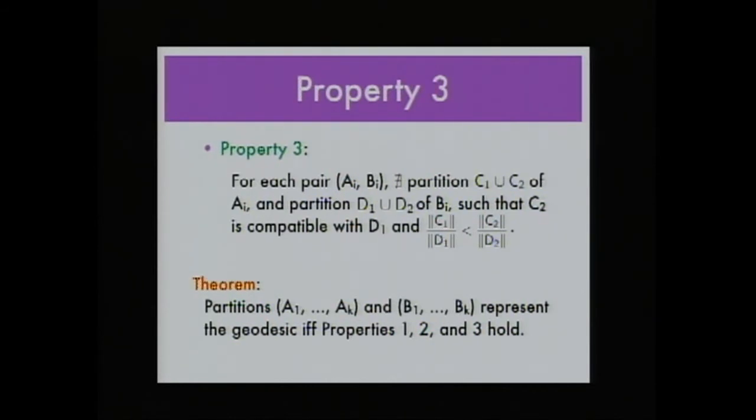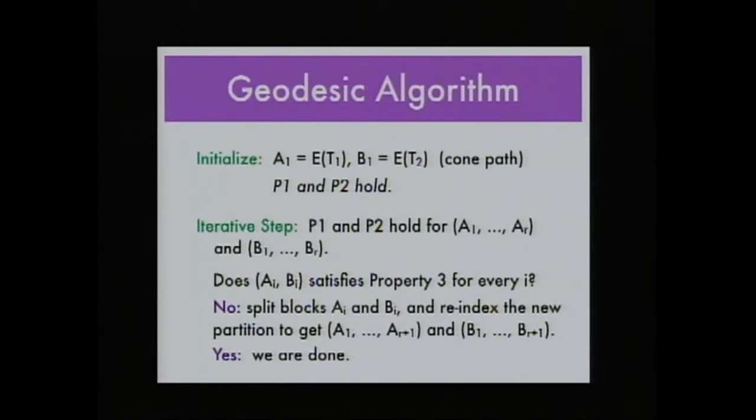And then that tells us how to get an algorithm. What it says is we can start with the cone path, going through the center, which I argued before trivially satisfies properties 1 and 2. And at every step, all I'm going to do is check. For every one of these transitions, is there actually some other orthant that my path could be shortcutting through? If so, I want to add that one in. If not, I want to keep going. And when there are no more orthants I can add in, I know I found the geodesic.